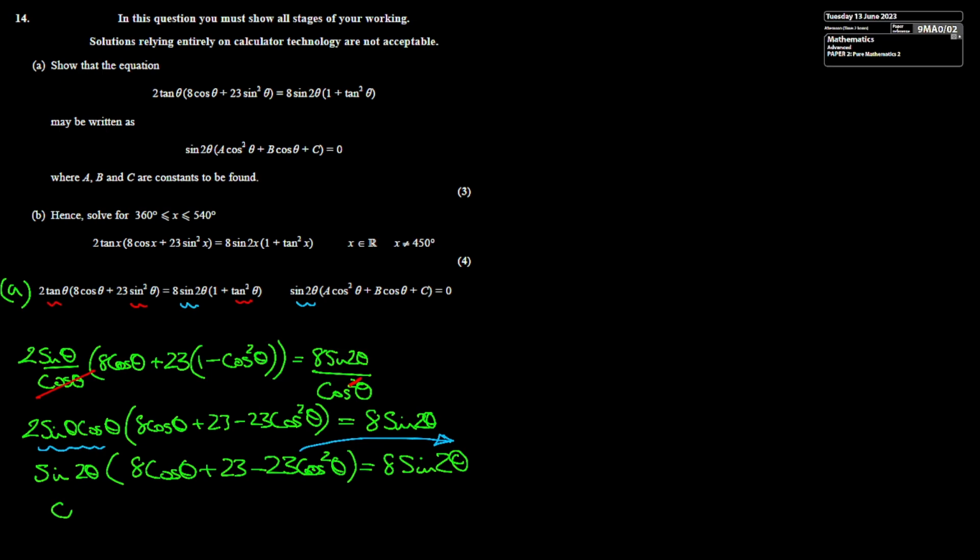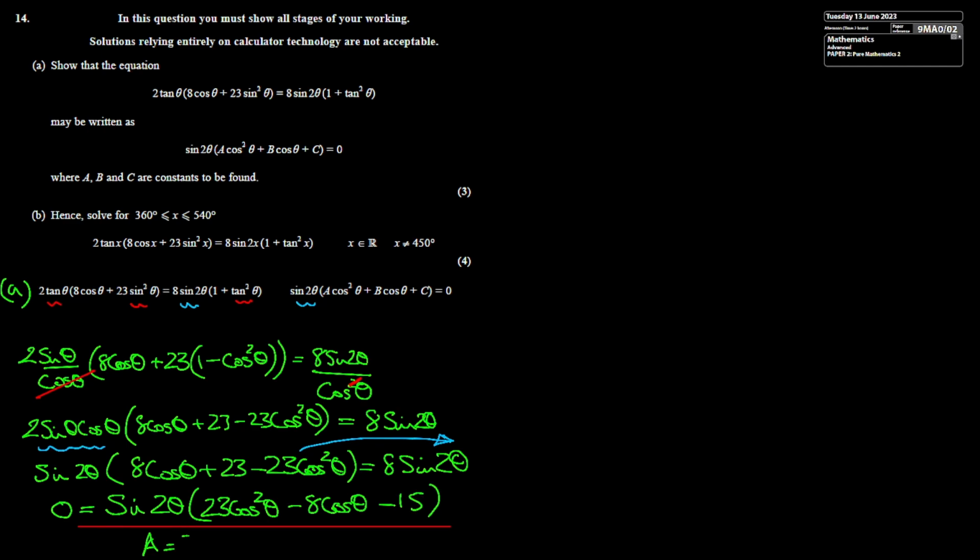we get 0 is equal to, so if we look at the cos squared thetas first, this is 23 cos squared theta. Now the cos thetas, this is negative 8 cos theta. Now the numbers, we've got a positive 8 and a negative 23, making negative 15. And that should be the answer where A is equal to 23, B is equal to negative 8, and C is equal to negative 15. And that's the full answer to part A.